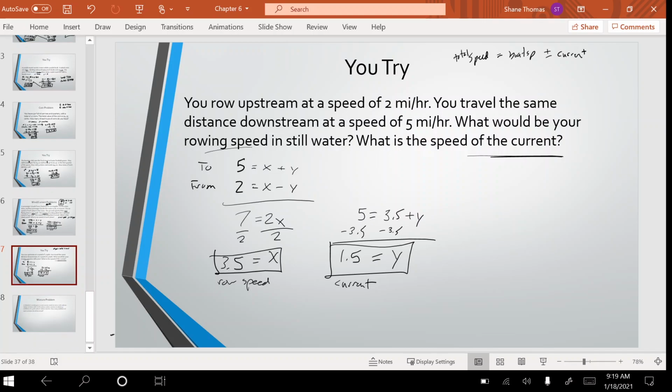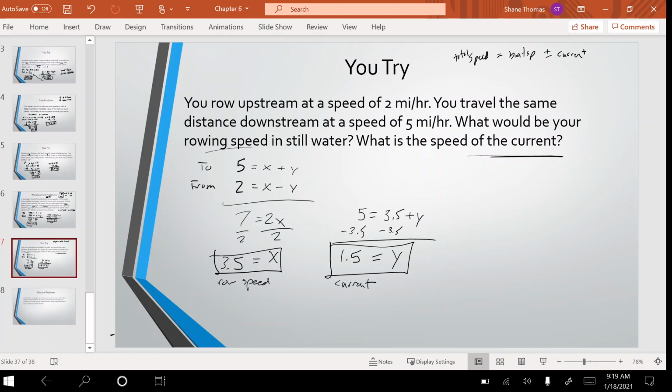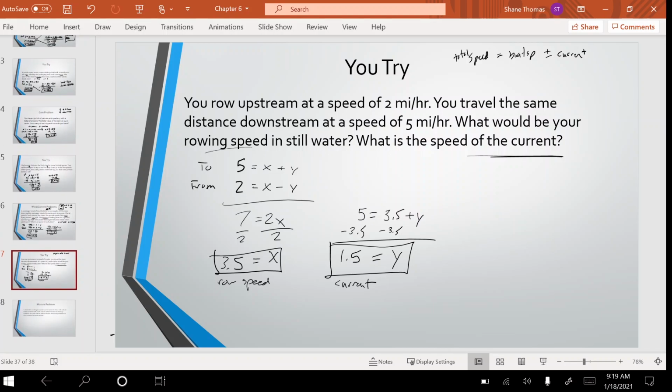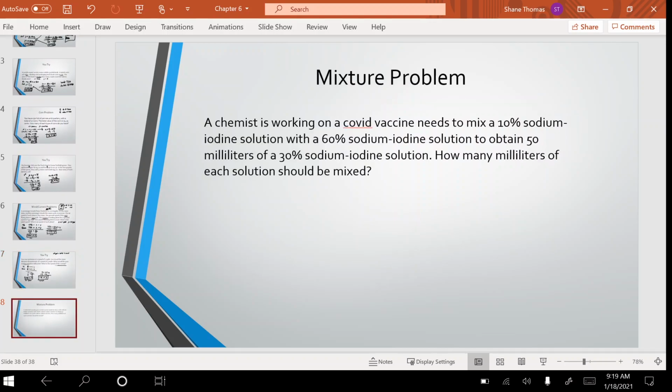All right, last problem of the day. I promise this time. See, it's the last one on my slides. So the last one is a mixture problem. These ones are similar to a coin problem, but it's going to be percentages. You'll see here in a second.